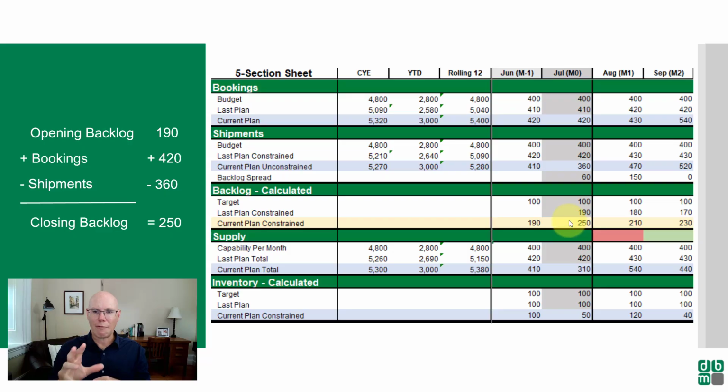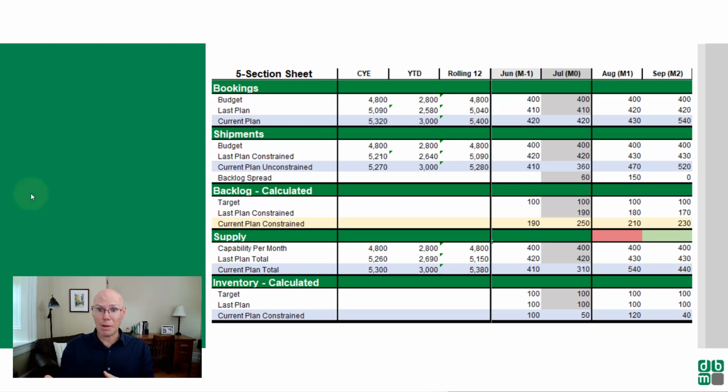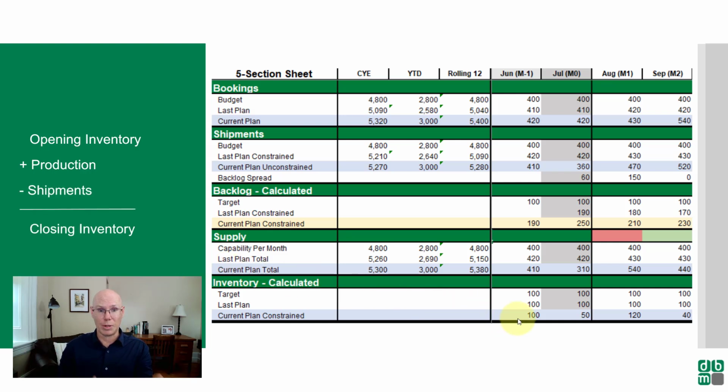If the number does not follow this logic, it's an indication that something is missing or unaccounted for in your current process. Similarly, you need to validate your inventory numbers. Start with the previous month's closing inventory and the production for the current period, and then subtract the shipments. If your June closing inventory was 100 units and production for July was 310 units and shipments were 360 units, your ending inventory should be 50 units. Ensuring the numbers from your system match this calculation helps maintain the integrity and avoids potential miscommunication within your planning process.